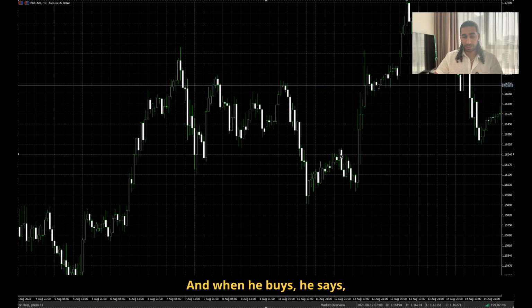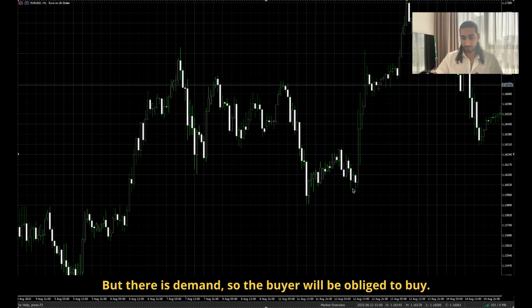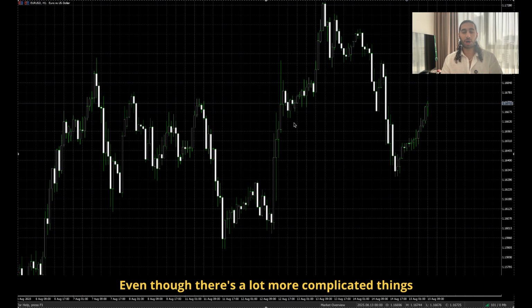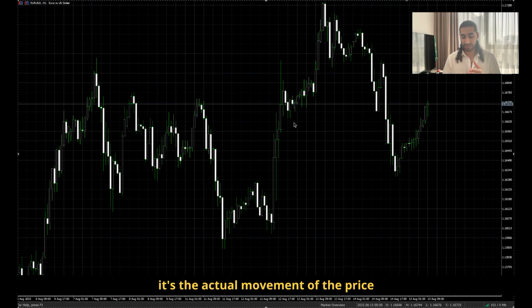And when he buys, he pushes the price a little bit more down, but this is the actual price of the seller and he's not going more down. But there is demand, so the buyer will be obliged to buy. And you'll see that push happening. Even though there's a lot more complicated things going on behind it, you want to start slowly by understanding that this is not merely drawings, it's the actual movement of the price and there's a reason behind it.